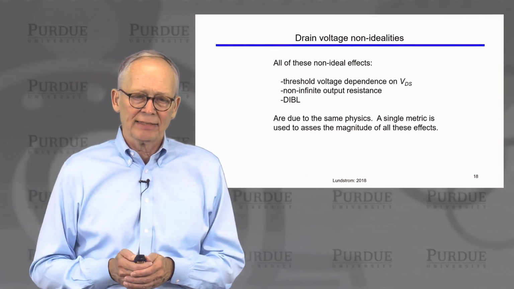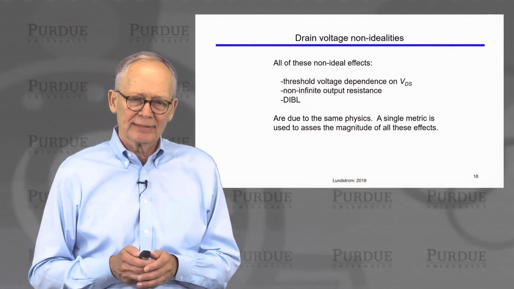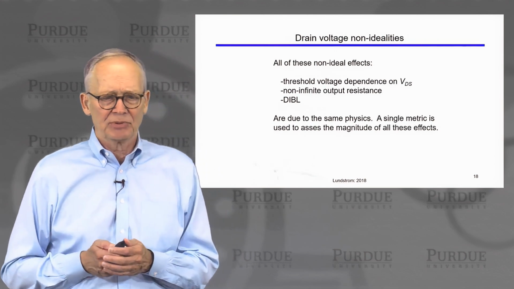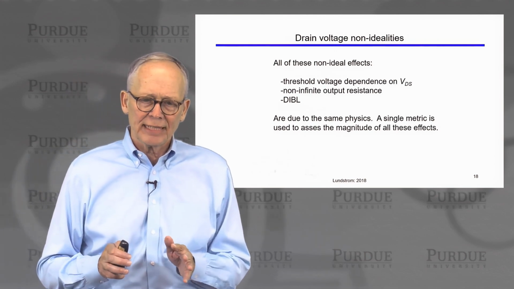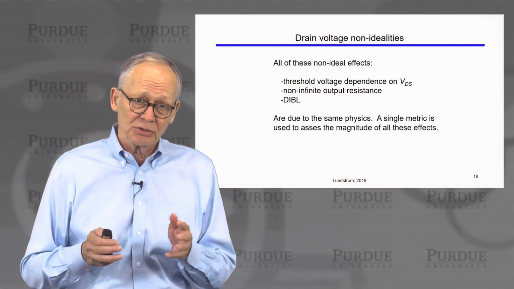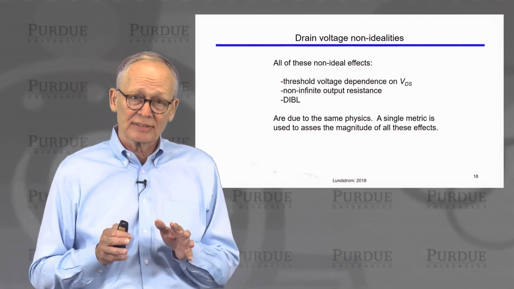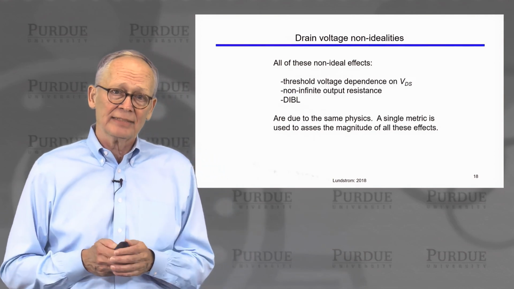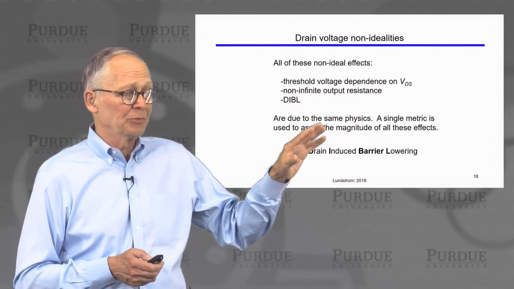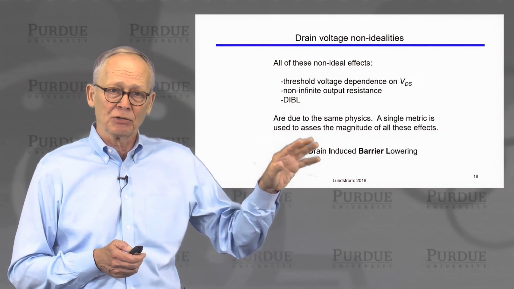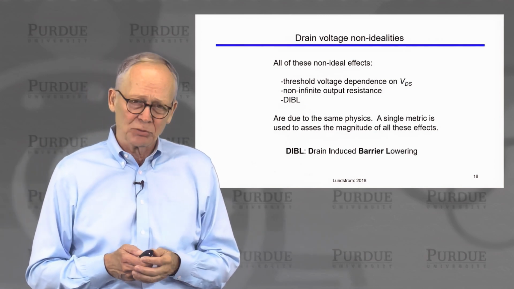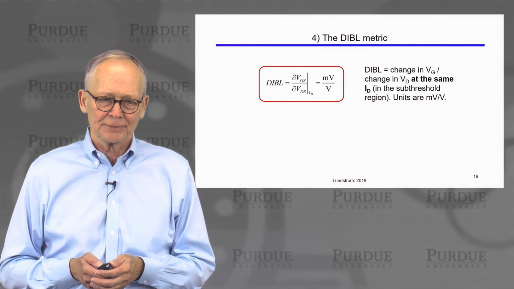So all of these non-ideal effects, the threshold voltage dependence, the non-infinite output resistance, the DIBL that we read from the subthreshold characteristic, they're all due to the same physics. A single metric can be used to assess them all for digital circuits, and we will discuss the physics of what's causing these effects later on in the course. But for now, we simply want to remember this term DIBL. Drain-induced barrier lowering is the way we quantify this undesirable effect of the drain voltage on the transistor characteristic.